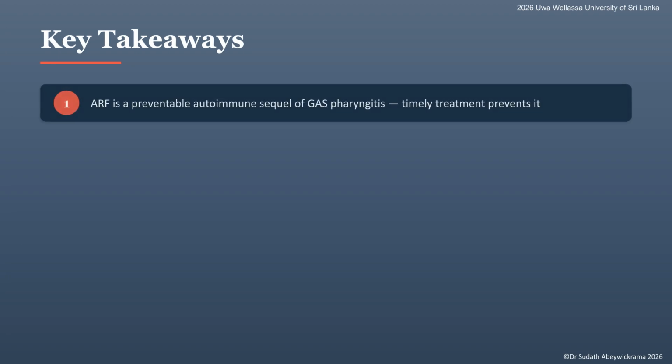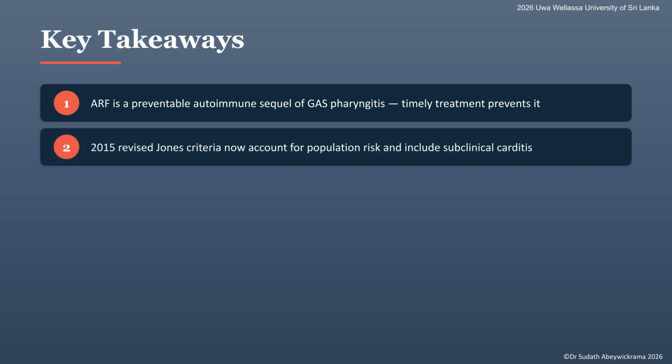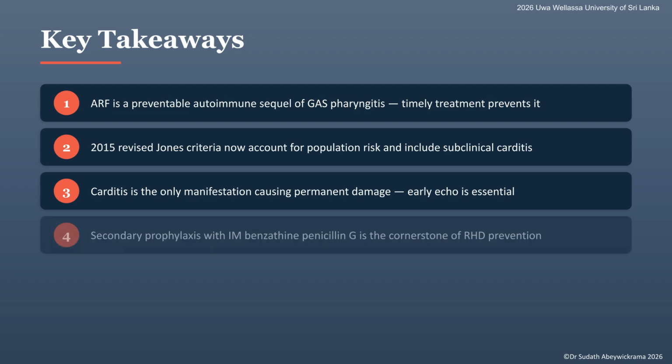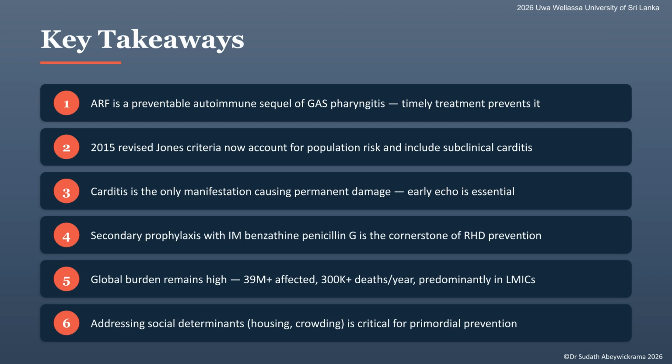Key takeaways include that ARF is a preventable autoimmune sequel to GAS pharyngitis. The 2015 Jones criteria now account for population risk. Carditis is the only permanent manifestation, making early echocardiography essential. Secondary prophylaxis is the cornerstone of RHD prevention, and addressing social determinants is critical for primordial prevention.